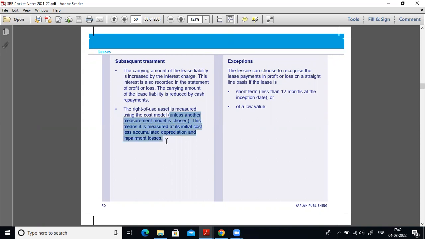So generally, we will be considering the cost model unless another measurement model is chosen. It means that it is measured at its initial cost less accumulated depreciation, nothing but whatever depreciation we charge on the leased asset. And if any impairment is there, then that particular impairment loss will also be adjusted. So this is how we go with the subsequent treatment, right?